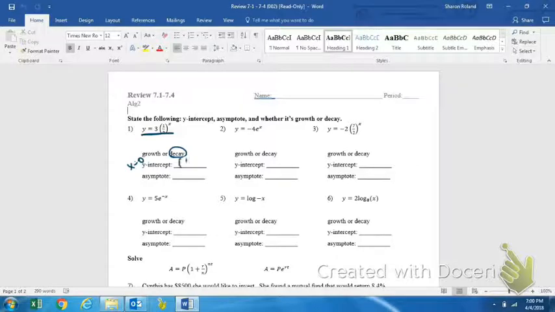You can write it as 0, 3. Okay, your asymptote is the line that it keeps getting closer to. It doesn't touch, but it continues to get close to the x-axis, and that is when y is 0.